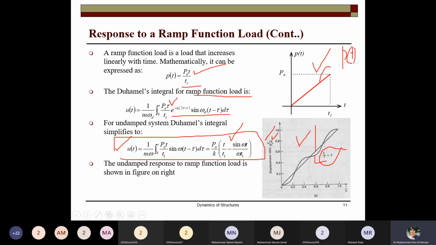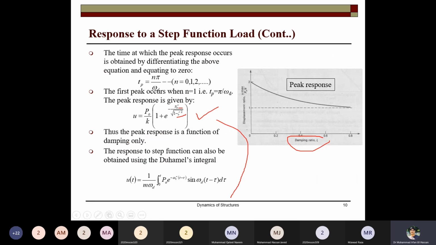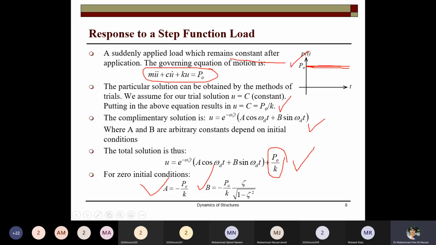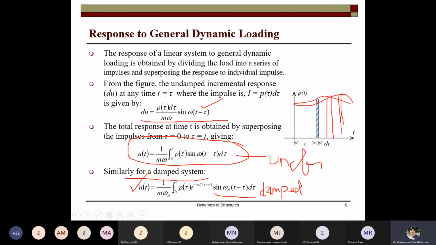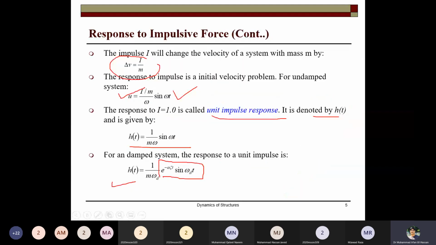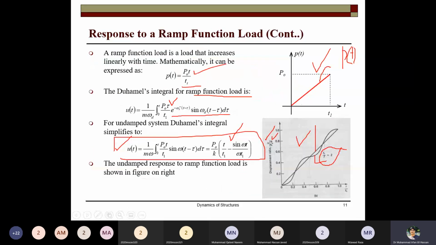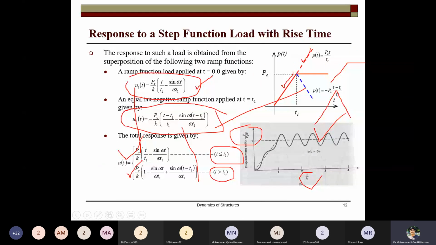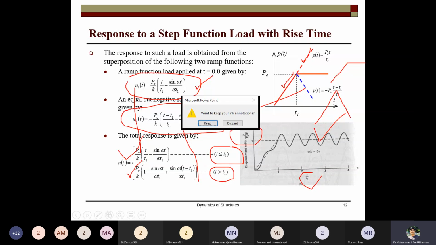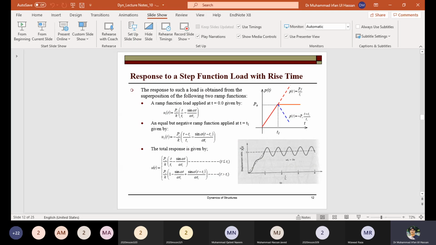And then the response to the step function, then response to the linear function, and response to the constant load function. So this was a general topic because you must generally know that, and you should be able to plot some responses of the structural system using the response formulas which are available, and you should be able to find out the response of the system for any kind of loading.